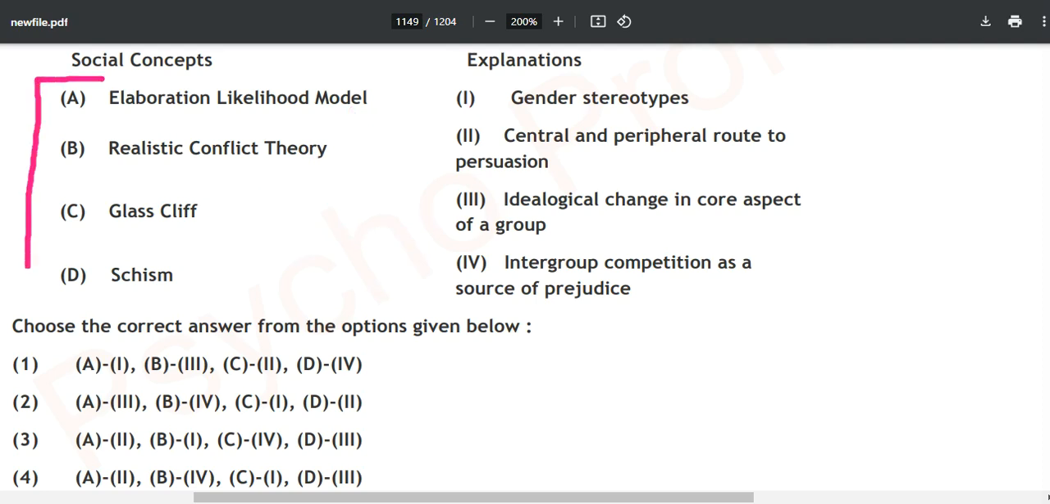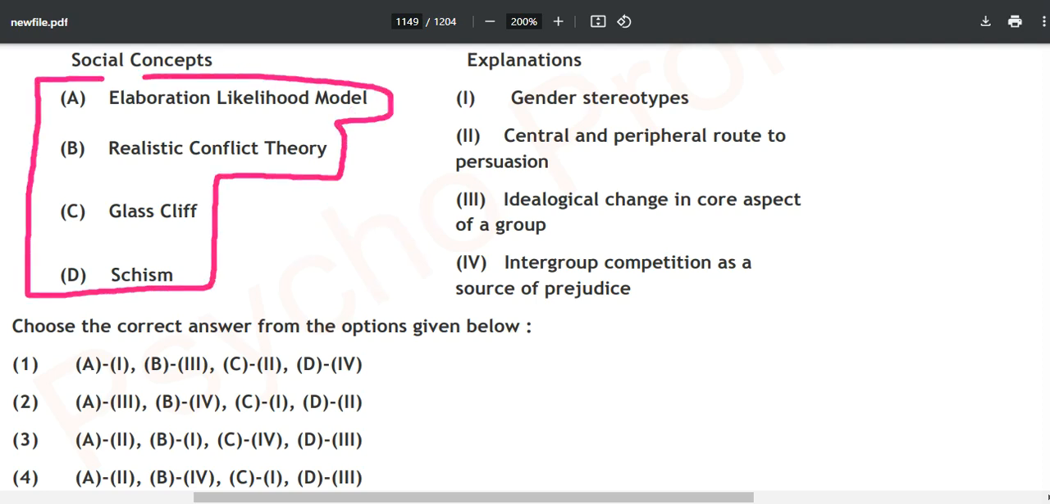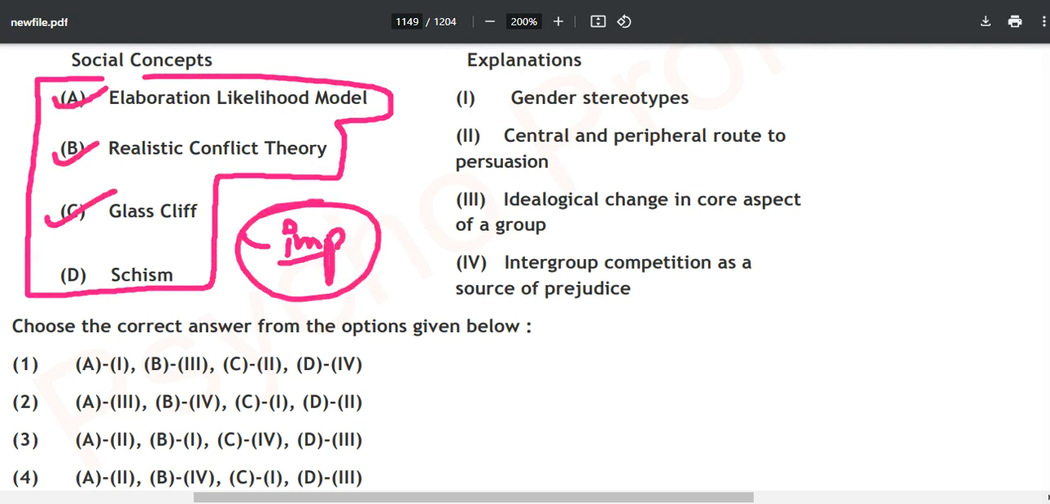We have discussed all the concepts which were used over here, and these are already very important. Everything is PYQ. You'll find more questions on this also, this also, and this also. This has never been asked after that exam, so be prepared. They can ask you about this. So what is this? This is an ideological change in the core aspect of a group. So that's all for today's part.